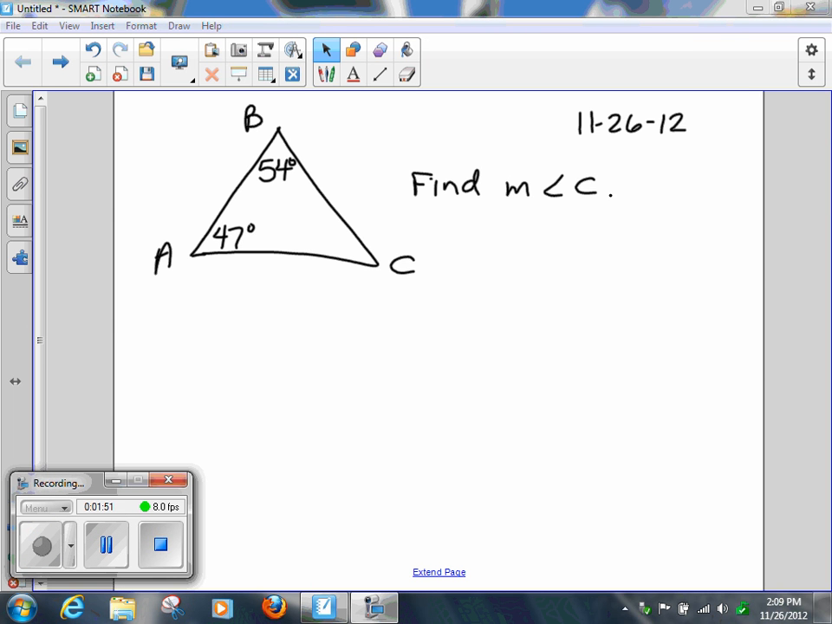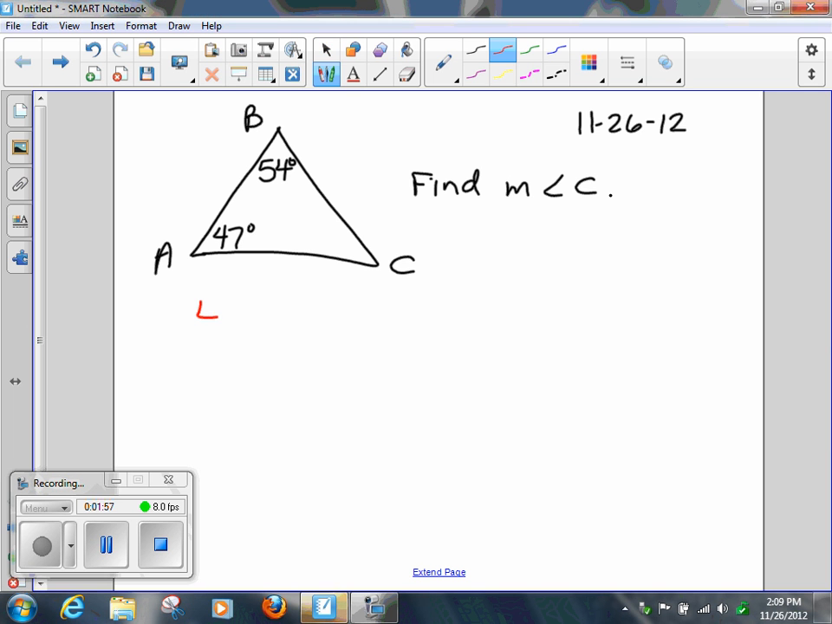How do most of you guys do this? How do you solve to find this missing angle? You add what you're given, which is 101, and you take that sum away from what number? Our triangle number is 180. Oh, that works out all right. How many of you guys got 79 degrees?